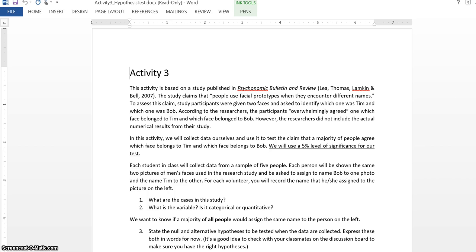The cases in a study, remember, are the individuals from which the data is collected. So each person who is asked to decide which face looks like Bob and which one looks like Tim, each of those people that we collected data from is a case in our study. What is the variable? The variable, remember, is the piece of information that we collected from each of our cases. So from each person, we asked them to assign the names, and what we collected was the name assigned to the picture on the left. So that is our variable, and it is categorical.